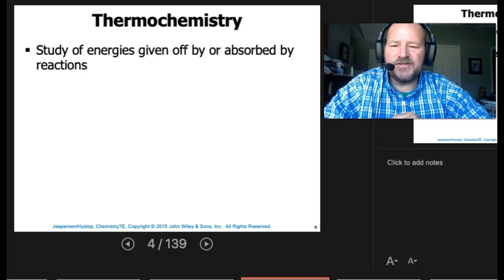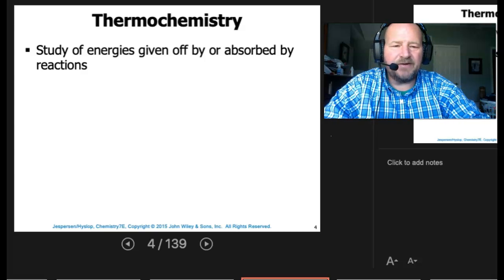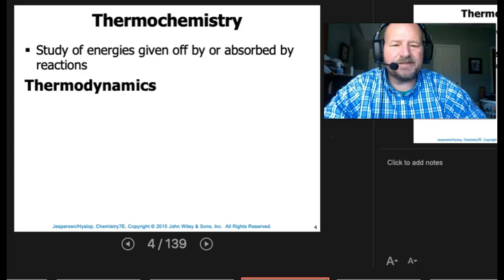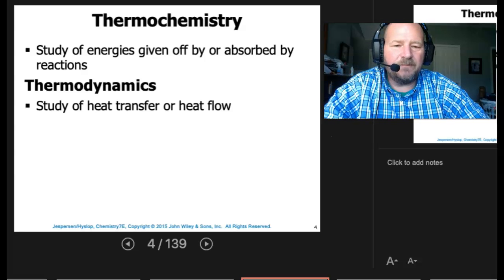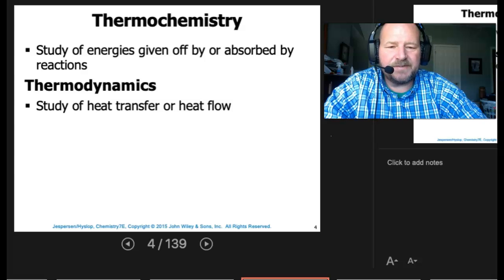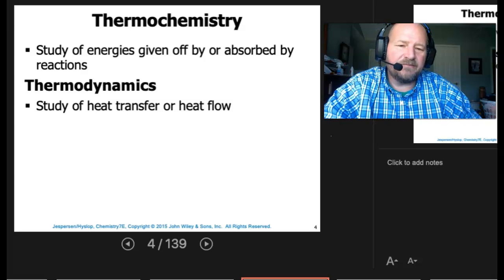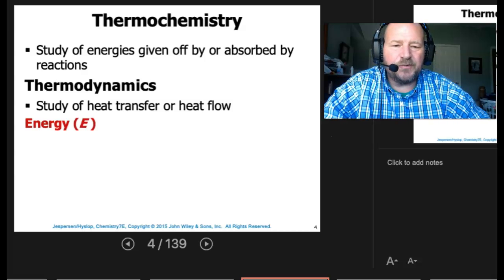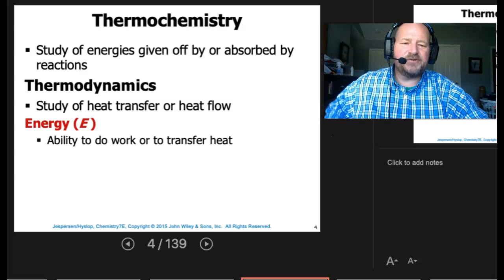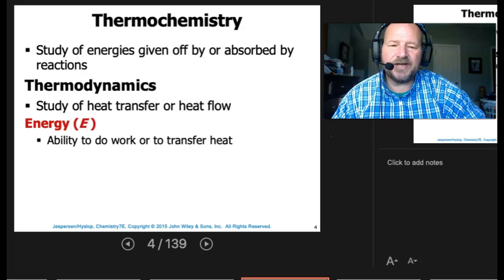Thermochemistry is the study of energies given off or absorbed by reactions. We call that thermodynamics. So thermodynamics then is the study of heat transfer or heat flow. So basically we're going to look at how objects obtain heat and how they get rid of heat or release heat. And we'll look at that from an energy point of view. So we know energy is capital E, and energy is the ability to do work, or in our case, to transfer heat.